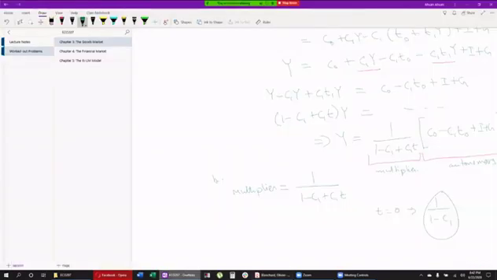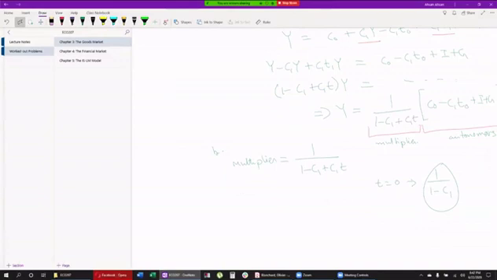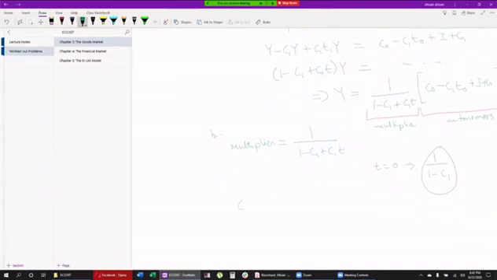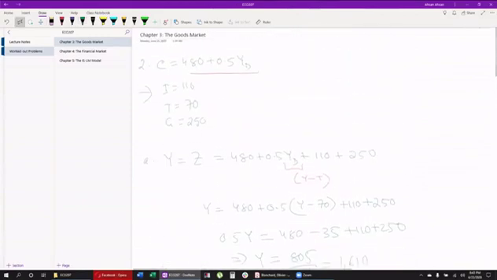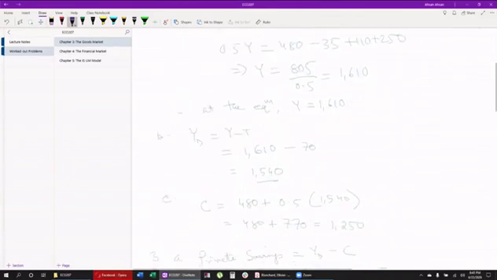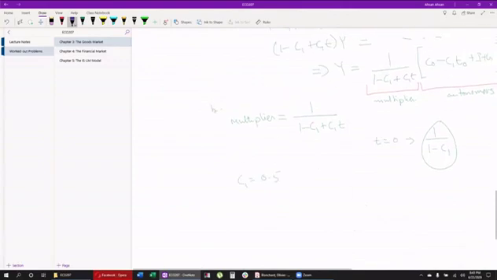Okay, so let's assume, for the sake of simplicity, that we have a C1 of 0.5. That's actually what we had in question number 2, I think. So this was C1, which was 0.5. So if C1 is 0.5 and T is 0, in that case, our multiplier is 1 divided by 1 minus 0.5, which is 2.